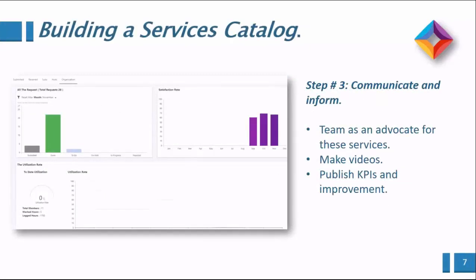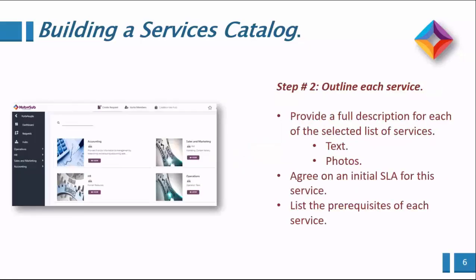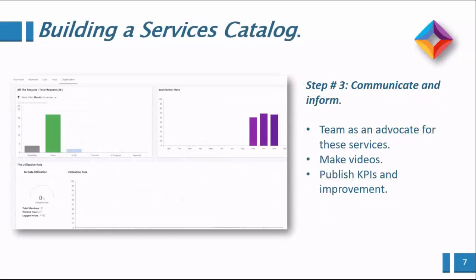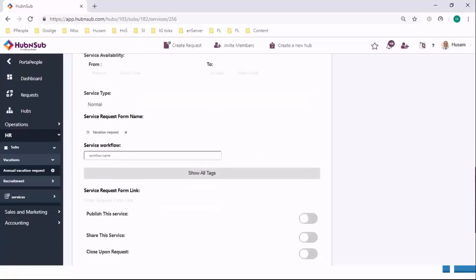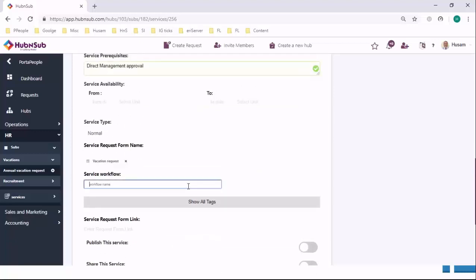Let's just quickly review what we have done so far. Number 1, we have listed our services. Number 2, we have highlighted each service by providing descriptions, and a visual description of it as well. We have also set the SLAs, and we have listed the prerequisites for each of these services. There are some more specifications here, tags and workflows. Let's keep them for now.